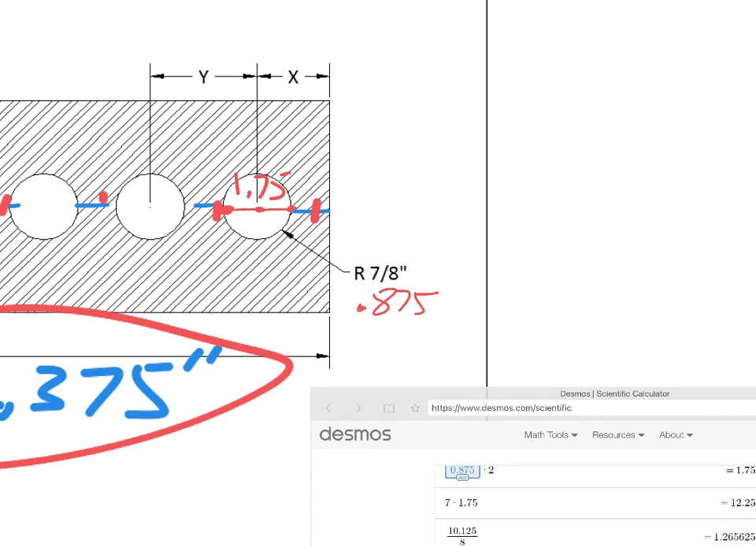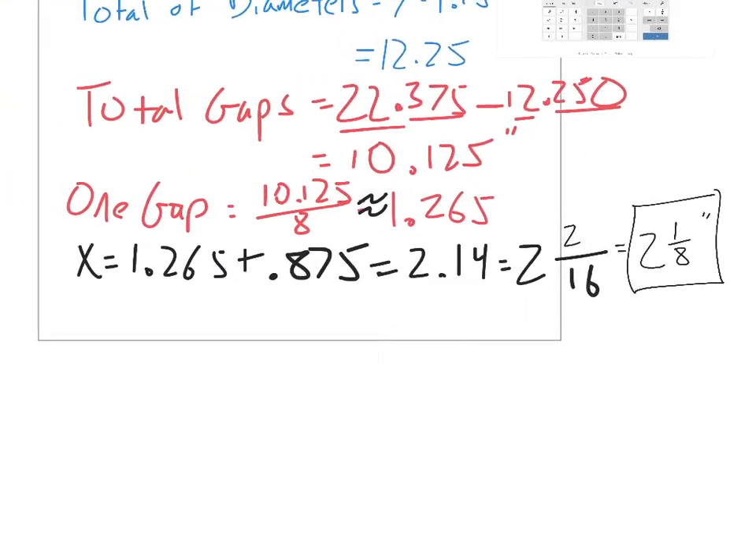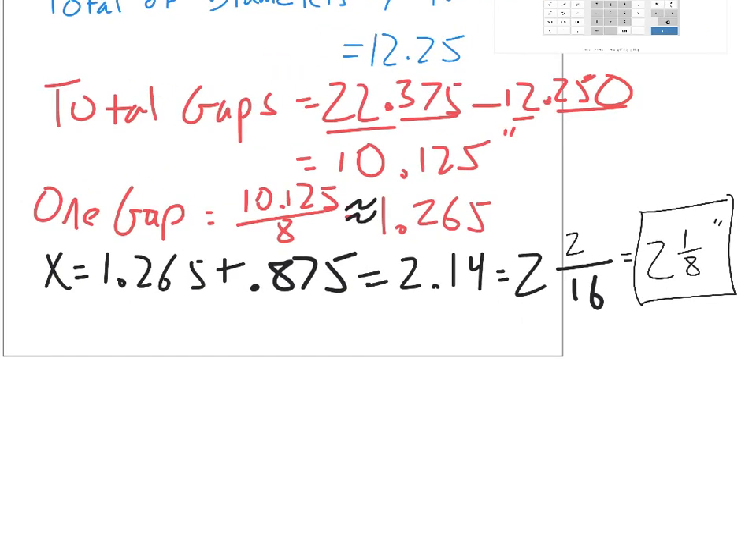Now, last but not least, this y distance. Notice this y distance is a gap plus a radius plus another radius. Well, x was a gap plus a radius. So all we need to do is add one more radius to get y. And the radius is 7/8, or 14/16. We could go back to a decimal, but might as well just say this. Y is 2 1/8 plus 7/8. So 1/8 and 7/8 is a whole, so that would be 3 inches.